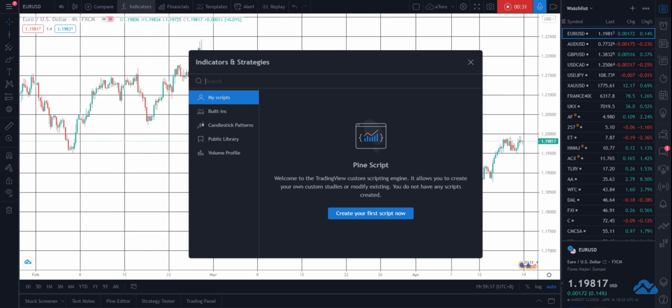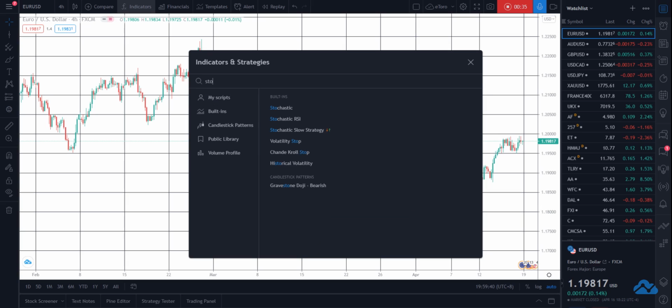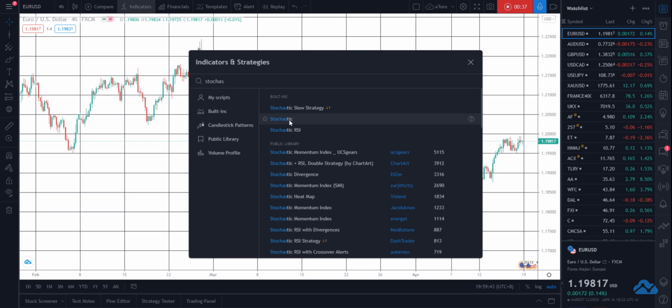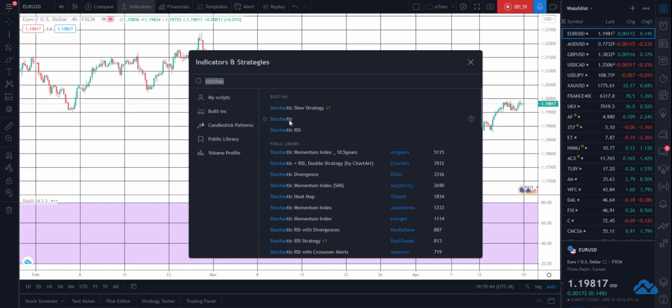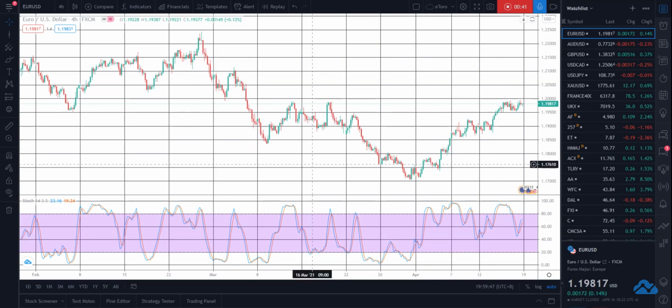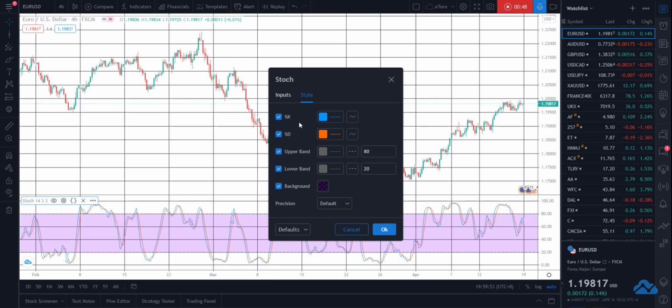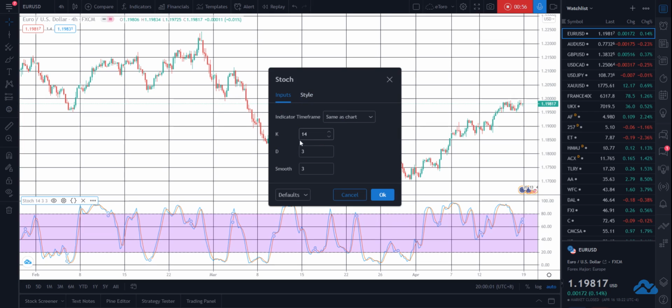Okay, let's go here and find stochastic. Okay, here you can see it. I've added it to the chart. You can see this is how it looks. It has some settings which you can change if you wish to. We have an upper band and a lower band. Preset numbers are 80 and 20. And also we have K% and D% smooth.